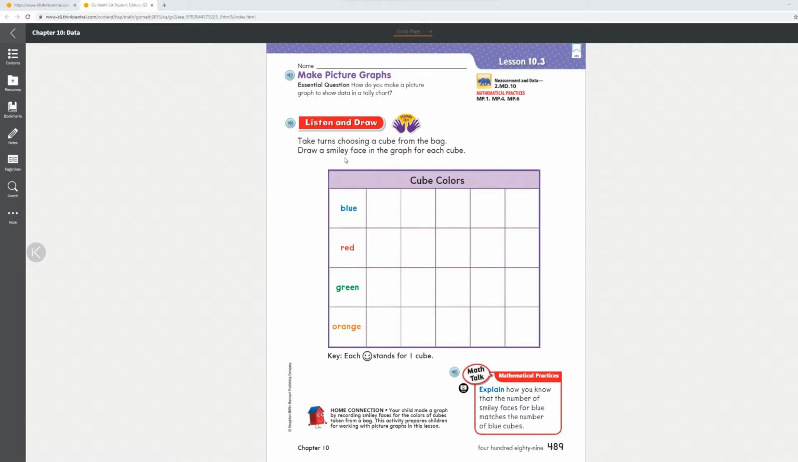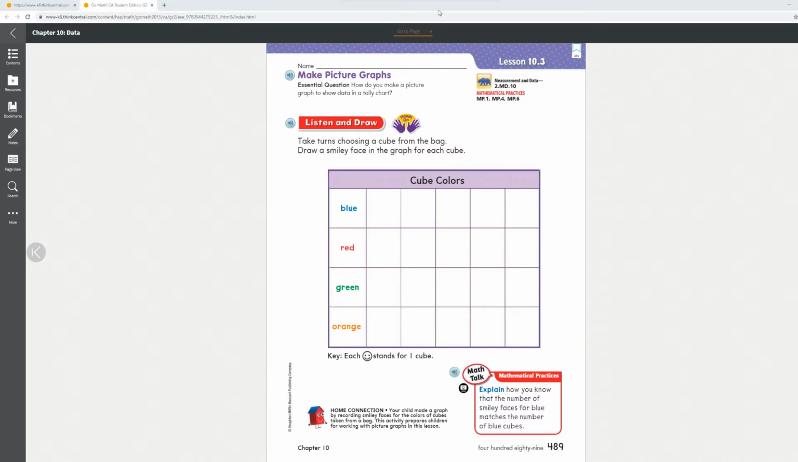So for this first example, as a class, we would take turns choosing a cube from a bag, but for this example, I'm going to do it for us. So I'll be pulling the cubes out of the bag for us. We're going to draw a smiley face in the graph, inside the graph that's given for us, for each cube. Every time I call out one of the cube colors, you're going to draw a smiley face for each color. So let's go ahead and begin pulling out some cubes and drawing smiley faces.